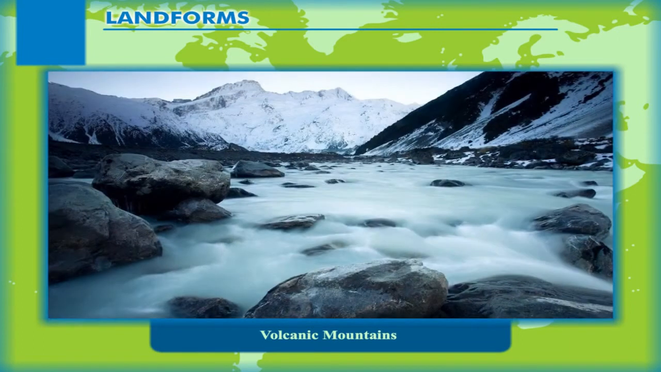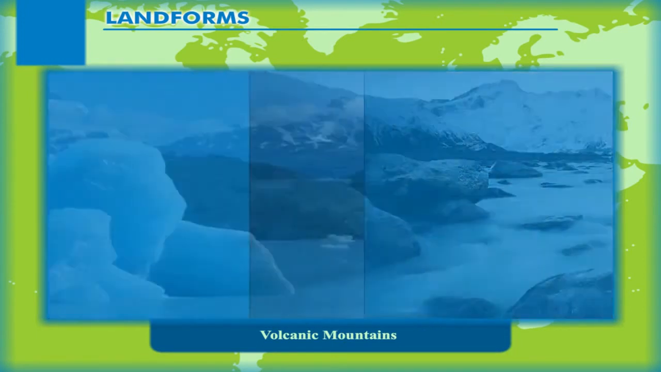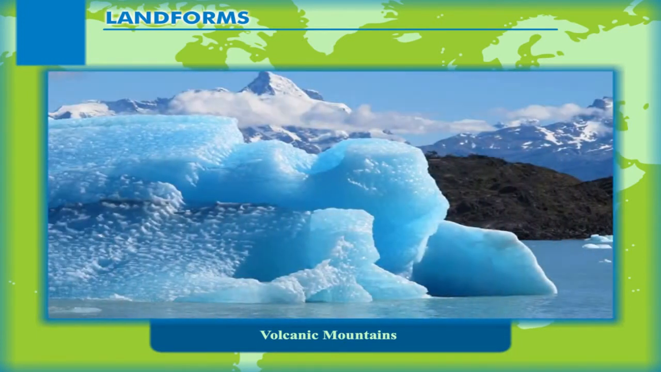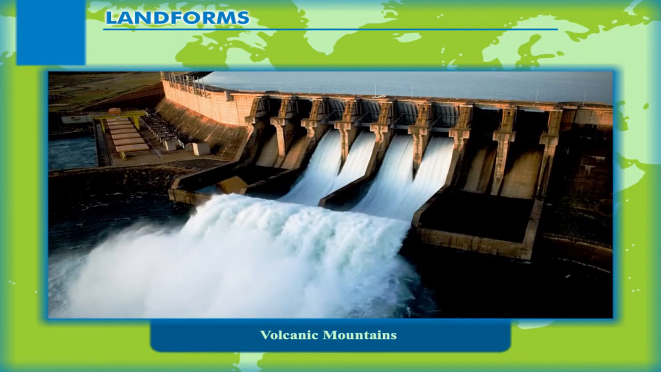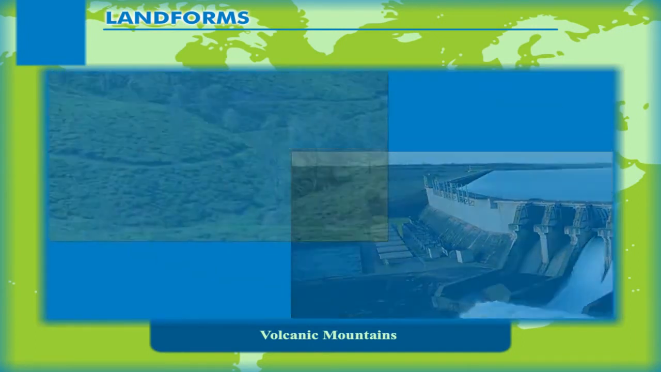The mountains are a storehouse of water. Many rivers have their source in the glaciers in the mountains. Glaciers are rivers of ice and snow which are the source of water for a large number of major rivers of the world. Water from the mountains is also used for irrigation and generation of hydroelectricity.